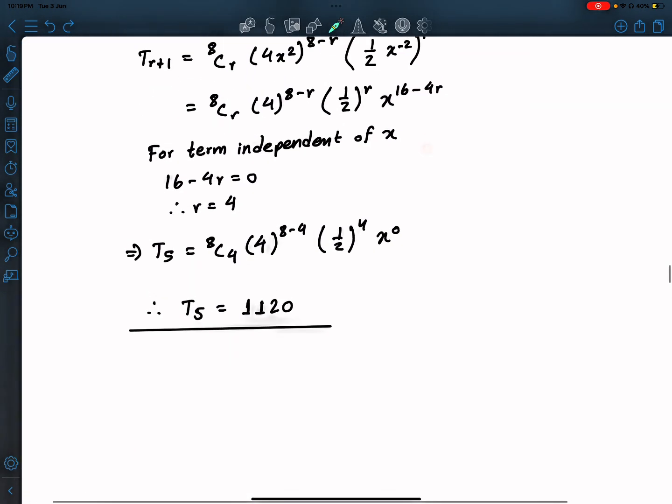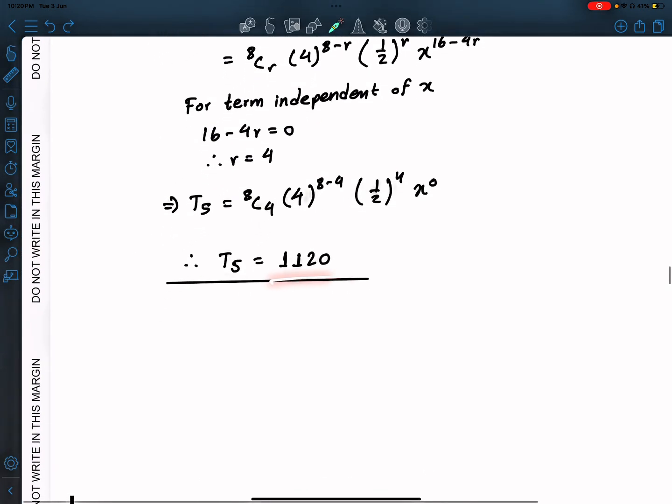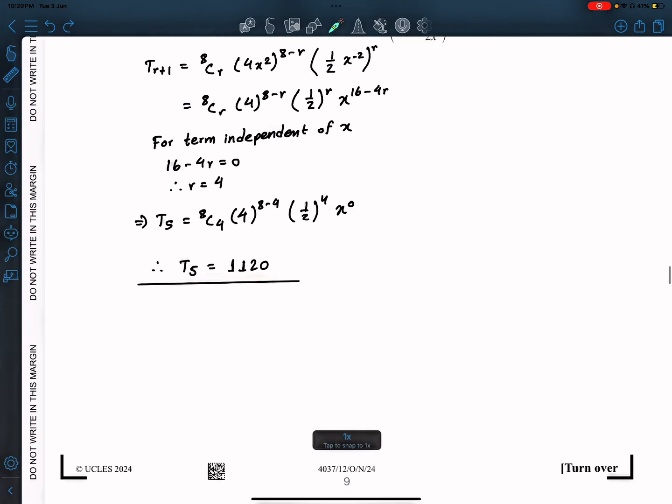And then we simply input this 4 into our equation. Since x is raised to 0, that gets nullified. And we find our final term to be equal to 1120.